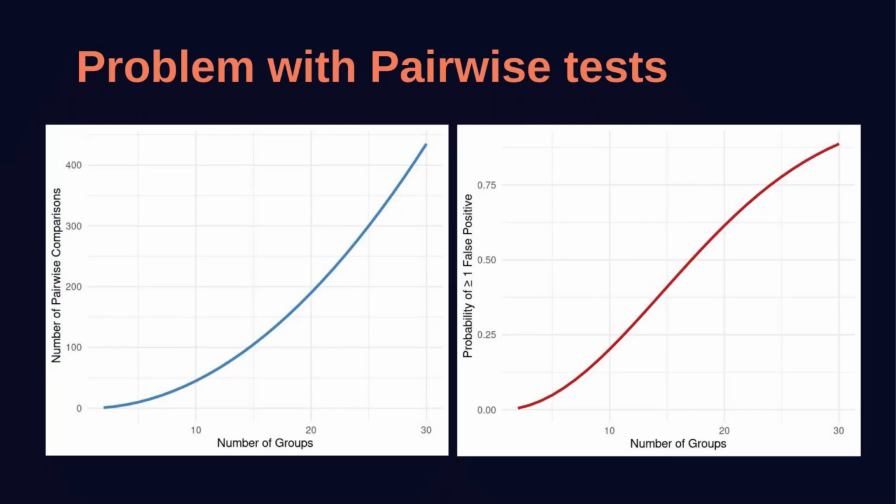With a significance level of 0.005, a single test has a 0.5% chance of a false positive. But with 4 groups and 6 tests, the probability of getting at least one false positive increases from 0.5% to about 3%. If we increase the number of groups to 20, the number of comparisons jumps to 190, and the probability of at least one false positive climbs to over 60%. So as the number of groups grows, false positives become increasingly likely, even when there are no real differences.